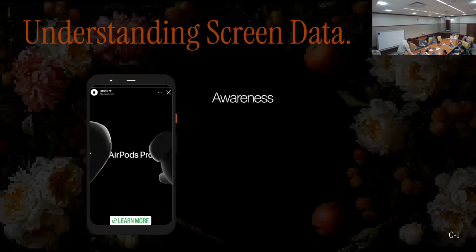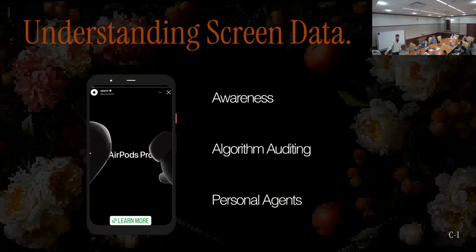So what we want to do with Crepe is to collect this data so that we can raise the awareness of participants, like help them understand what is going on their screen, what data they're seeing every single day. We also want to use this data to do potentially algorithm auditing. And we can also train personal agents once we obtain this data from the users' phones. So screen data is really useful in these different ways. And there are many other ways that I probably didn't mention here.